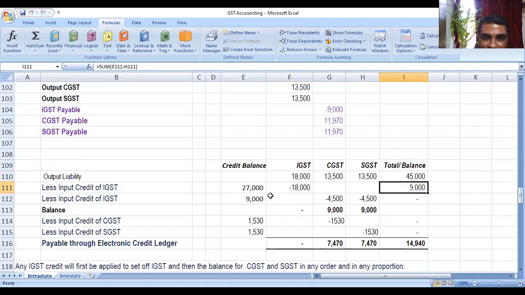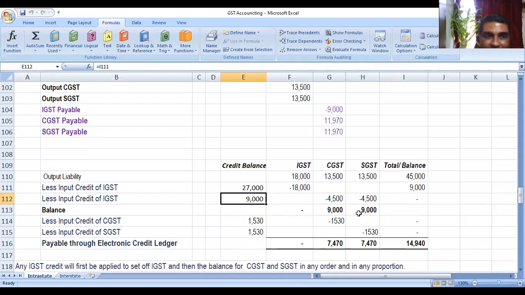Now this 9,000, what will I do? Ideally, this 9,000 I can practically use in any proportion. If you want, you can pay it for CGST, or you may do it for SGST, but here we have done it proportionately. Of the 9,000, I have paid 4,500 each for CGST and SGST. Balance CGST and SGST remains 9,000 each, since 13,500 was the liability and 4,500 is paid.